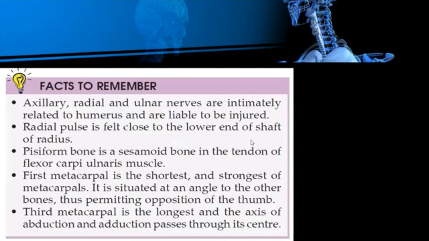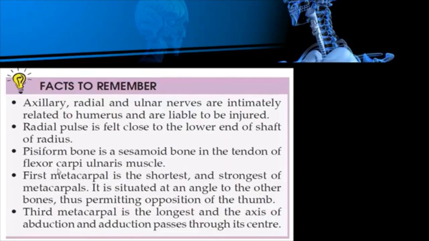These are very important pieces of information. Axillary, radial and ulnar nerves are intimately related to the humerus and are liable to be injured. The radial pulse is felt close to the lower end of the shaft of the radius, and the pisiform bone is a sesamoid bone, I have already mentioned earlier, in the tendon of the flexor carpi ulnaris. These are very important viva questions for you.